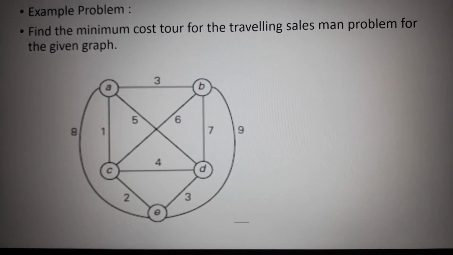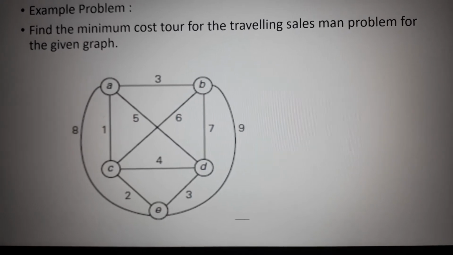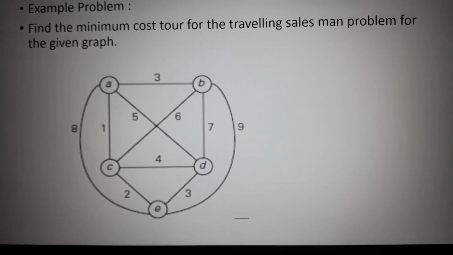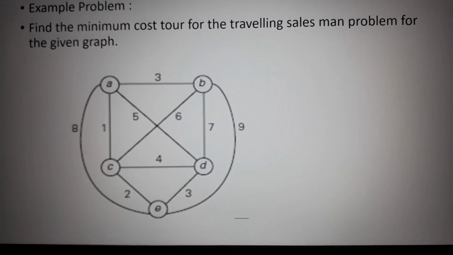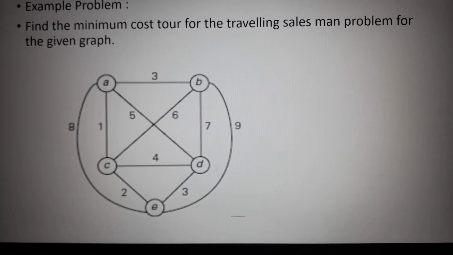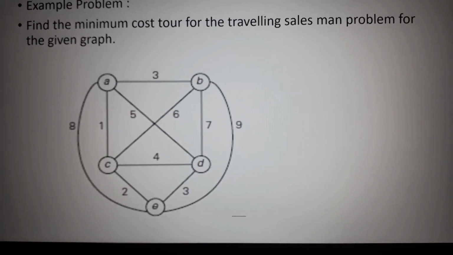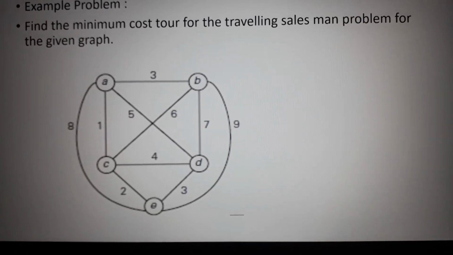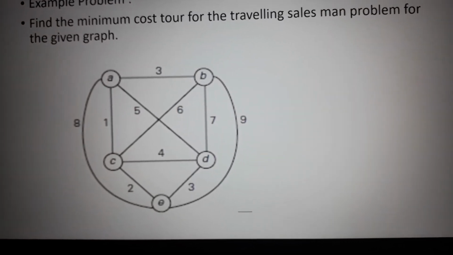In the given graph, there are 5 vertices A, B, C, D and E. These vertices are considered as cities. So we will represent the cities as vertices in the graph and the edges are weighted. The edge weight is considered as the cost of traveling from one city to the other city.